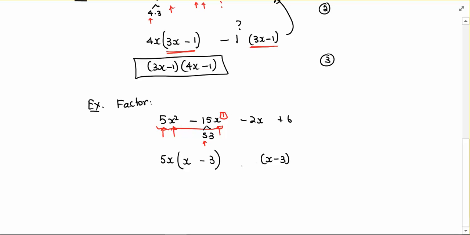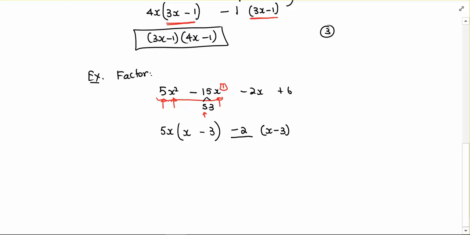So, simple question. What do I have to put here in order to get plus 6? Right? So it has got to be a minus 2. Minus 2 times minus 3 gives me plus 6. Now, it must also work out for this 2x. Minus 2 times x is minus 2x. So it works out in that quadrant as well.